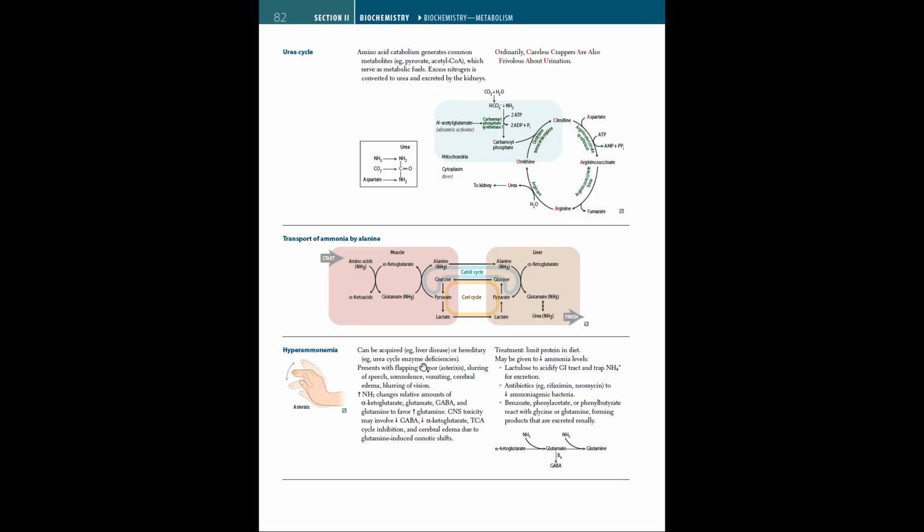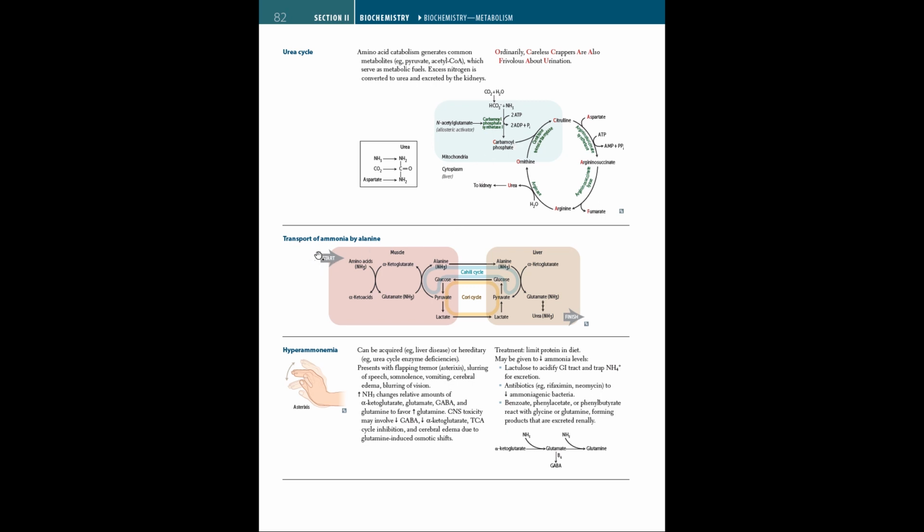All right. Next, we have the urea cycle. And this is where amino acid catabolism generates common metabolites, for example, pyruvate or acetyl-CoA, which serve as metabolic fuels. Excess nitrogen is converted to urea and excreted by the kidneys. And here we have a diagram depicting the urea cycle.